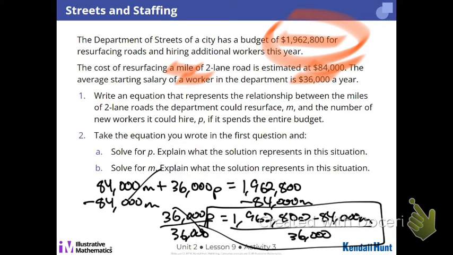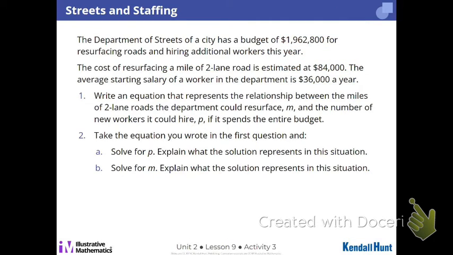Why would I want two different equations? So we can figure out how many people and miles you can do. How many people you can use depending on miles, how many miles you can use depending on people, right? Okay. Making roads is expensive is the moral of that story.